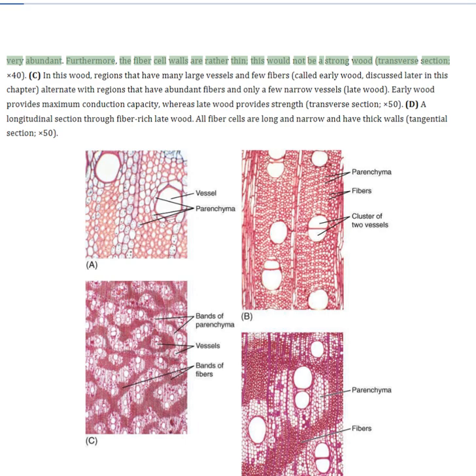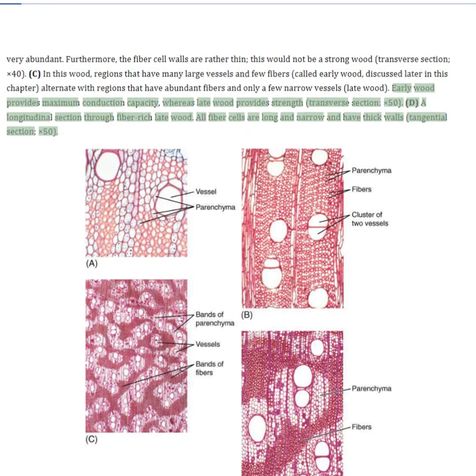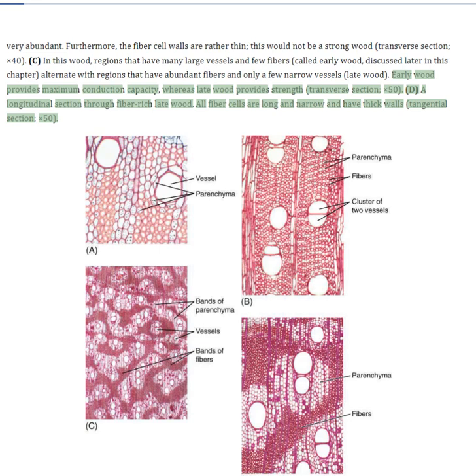Transverse section. In this wood, regions that have many large vessels and few fibers alternate with regions that have abundant fibers and only a few narrow vessels. Early wood provides maximum conduction capacity, whereas late wood provides strength. A longitudinal section through fiber-rich late wood. All fiber cells are long and narrow and have thick walls.